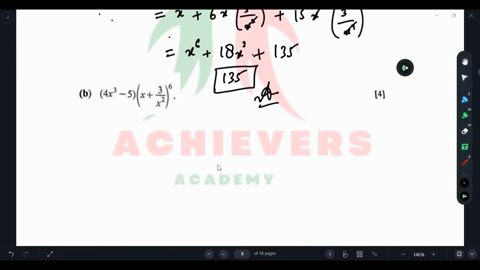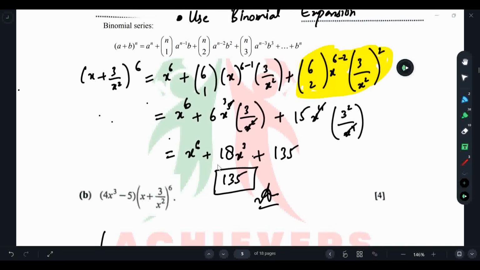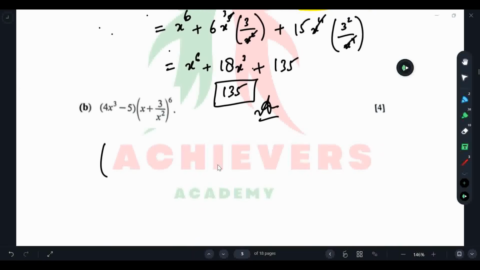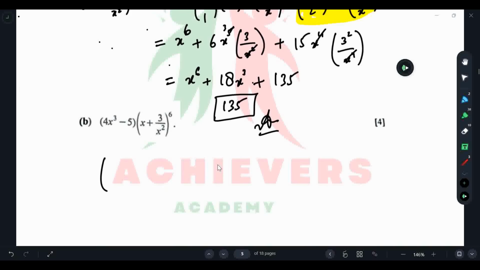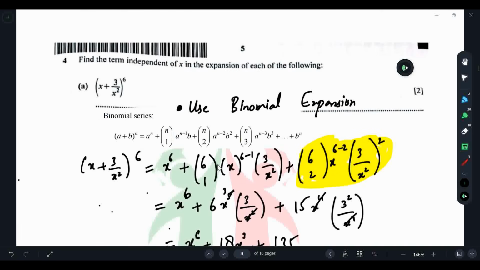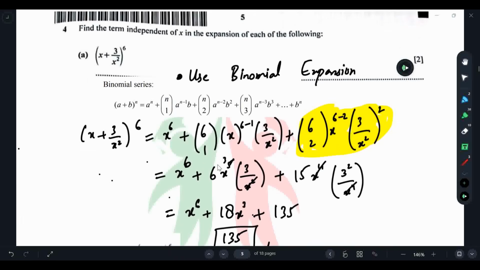Let's move to the next one. We have to multiply these two. So in other words, we can see that we have to multiply these two. 4x cube minus 5 multiplied by, okay, in this one we again have to multiply. We have to find out the independent term, independent of x in each of the following.